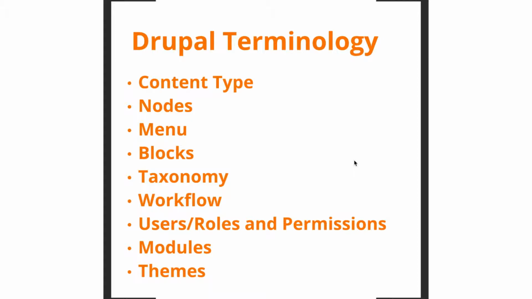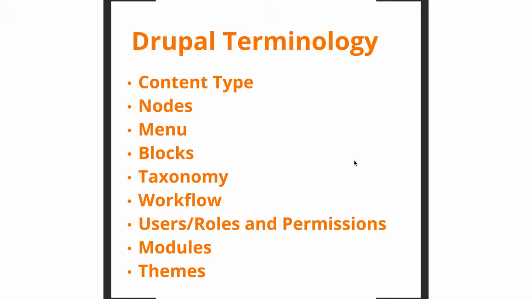Then we all know what a menu is. Menu is nothing but a place where you can find all the important links that will take you to different sections. You can have multiple menus in Drupal. You can have the main navigation menu that you commonly see on top of your website, but you can have a menu on the right hand side, or you can have a menu in the footer section, and you can have multiple menus in your Drupal website.